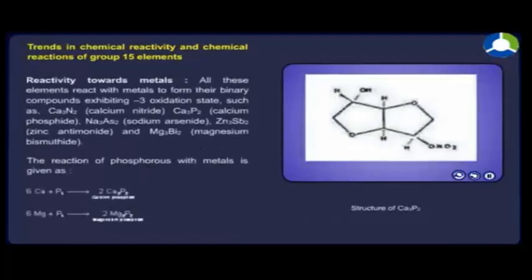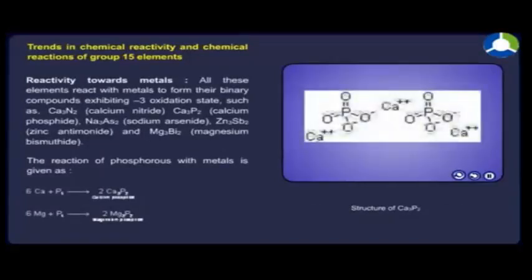Reactivity towards metals. All these elements react with metals to form their binary compounds exhibiting -3 oxidation state, such as Ca3N2, Ca3P2, Na3As2, Zn3Sb2, and Mg3Bi2. The reaction of phosphorus with metals is given as 6Ca reacts with P4 to give 2Ca3P2. 6Mg reacts with P4 to give 2Mg3P2.